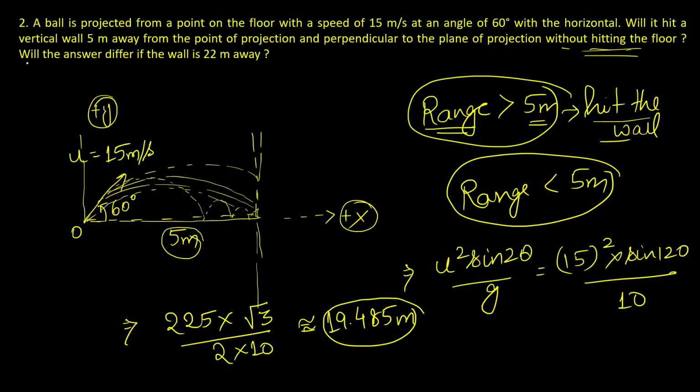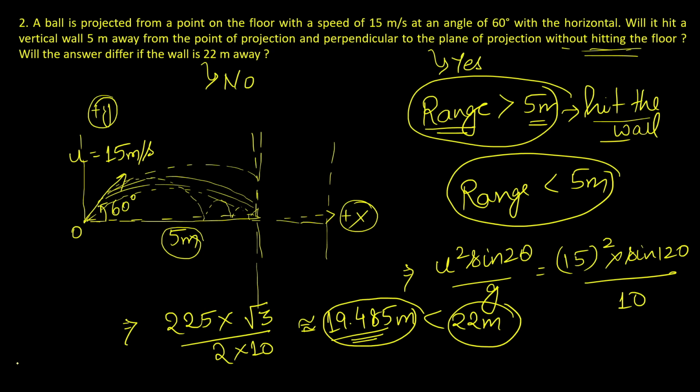And another question is, will the answer differ if the wall is 22 meters away? Well, obviously, if the wall is 22 meters away, then this 19.485 is less than 22 meters. Then this ball is not going to hit the wall without hitting the floor. So that is the answer to the next question: no, and for this, yes.